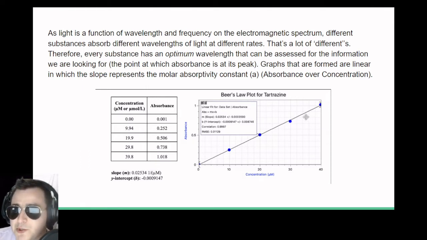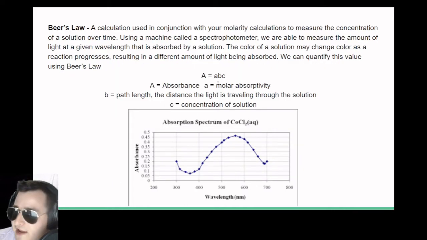So you're looking for that, which typically means they're responding to light in a certain way. But not every solution meets the criteria in which you can make this linear plot is what I'm trying to say here. So the linear plot is important because we can assess the slope from that. And that's where we get the lowercase a value in big A is equal to ABC.